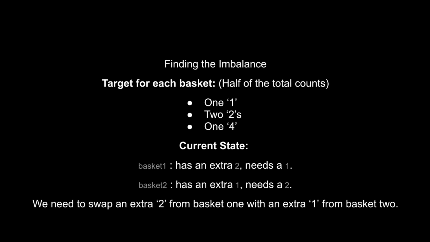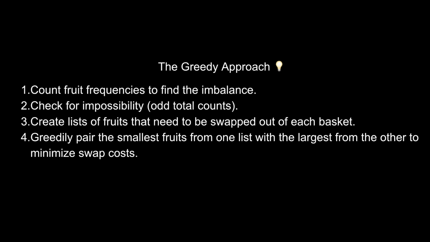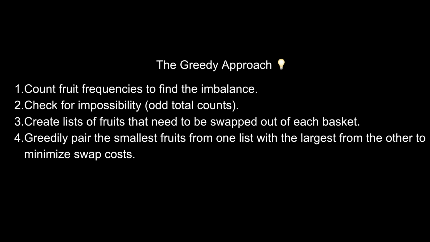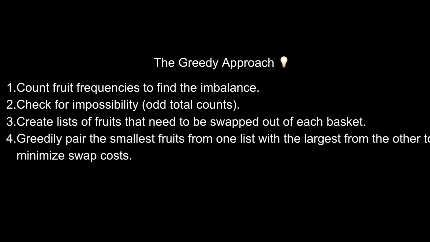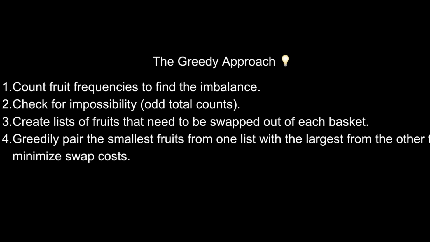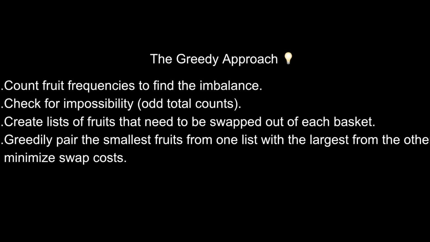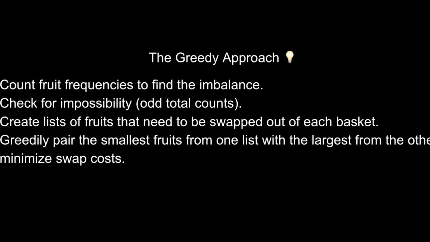This brings us to the greedy approach. The overall idea is to first count everything up to find out which fruits are in excess and which are needed in each basket. While we're counting, we can do our impossibility check. Then we create lists of all the fruits that need to be moved. Basket 1 has a list of fruits to give away, and so does basket 2. To get the minimum cost, our greedy strategy will be to always make the cheapest possible swaps.